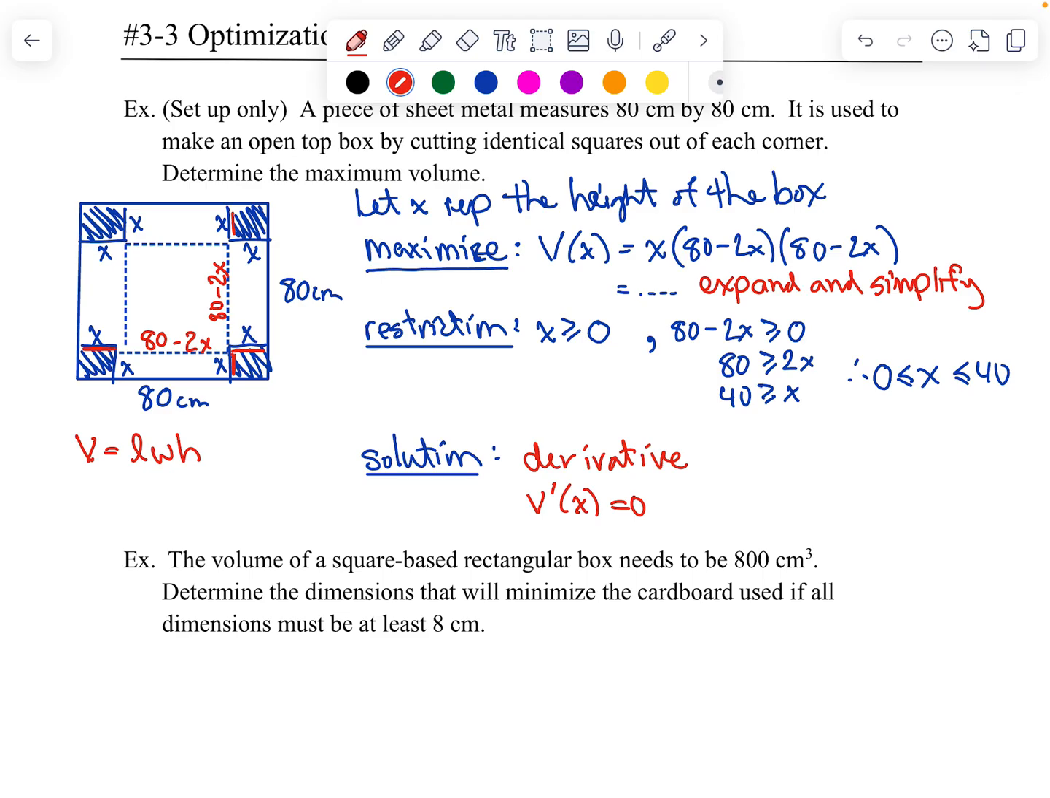But that's what that would look like. Again, just trying to help you with the visual. What would this look like if we're cutting the corners out to try to create a box?